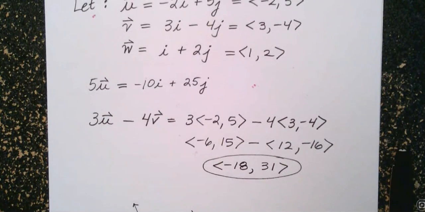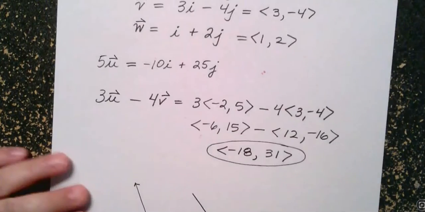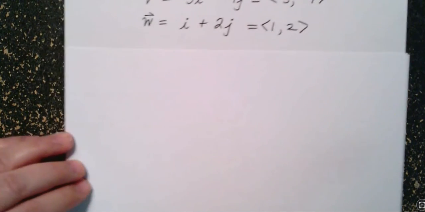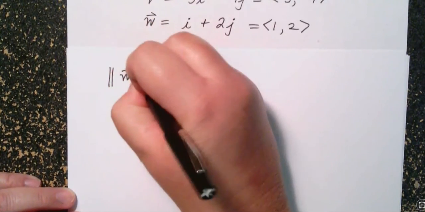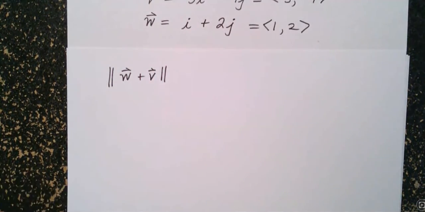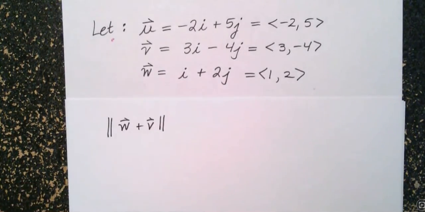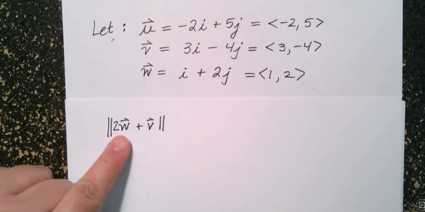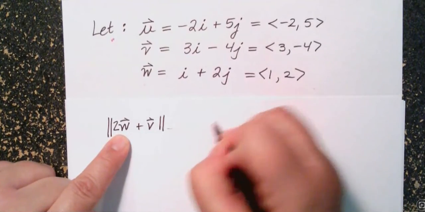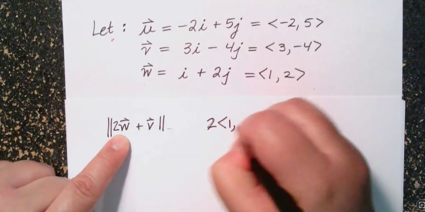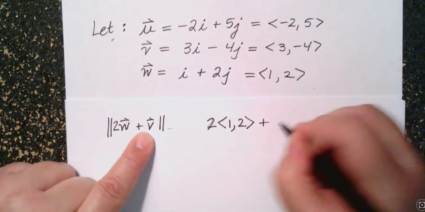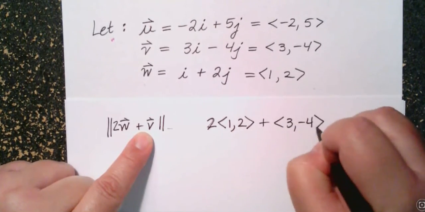All right, last one I want to do is use these same values and do one where I'm asked, for instance, let's go with this. Let's put a 2 in there so we have a scalar as well. So we've got a scalar, we've got a sum, and we've got a magnitude. We've got 3 things going on. So I'm asked to do 2w, which is 2 times 1, 2, plus v, which is 3, negative 4.